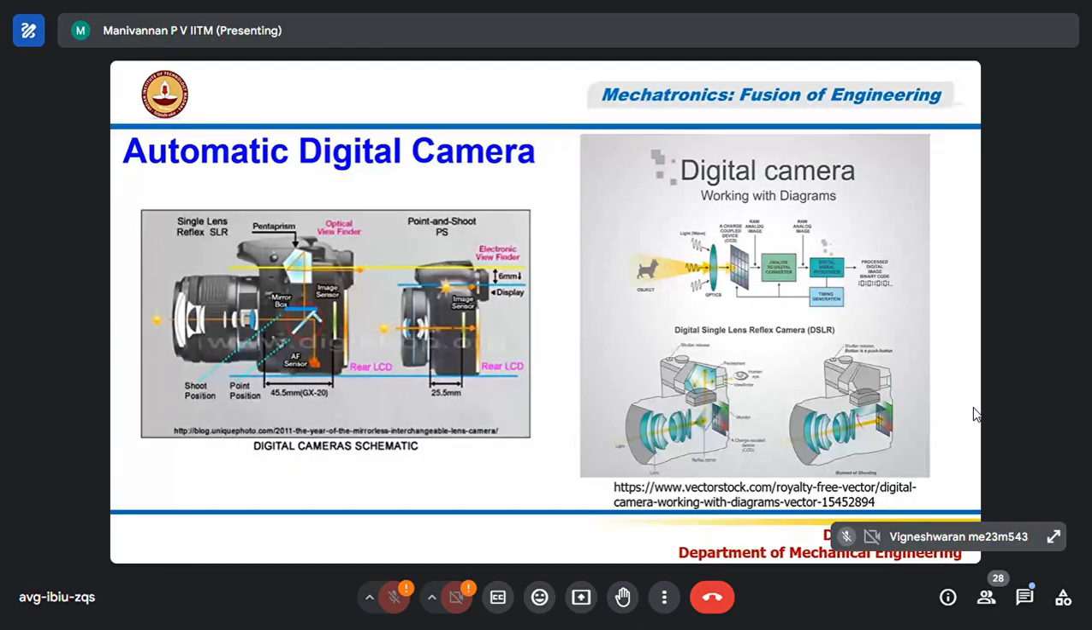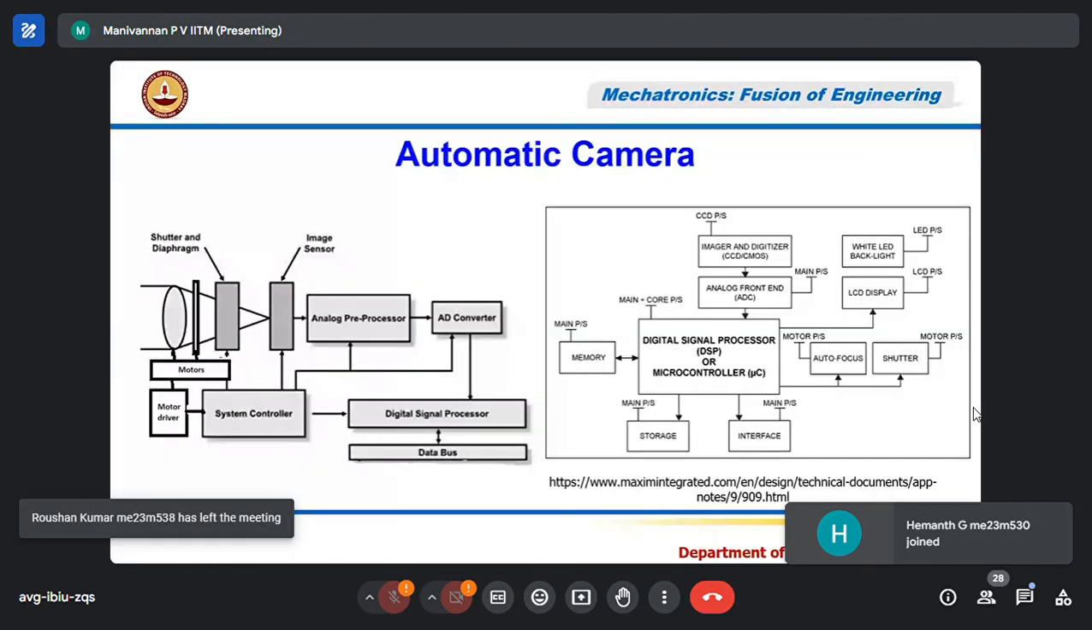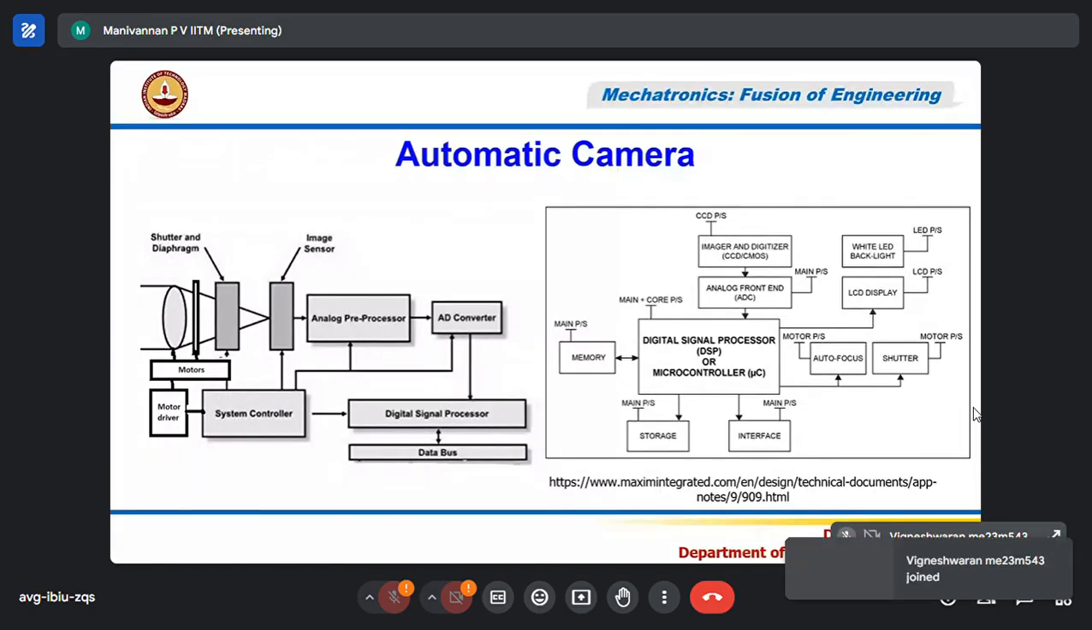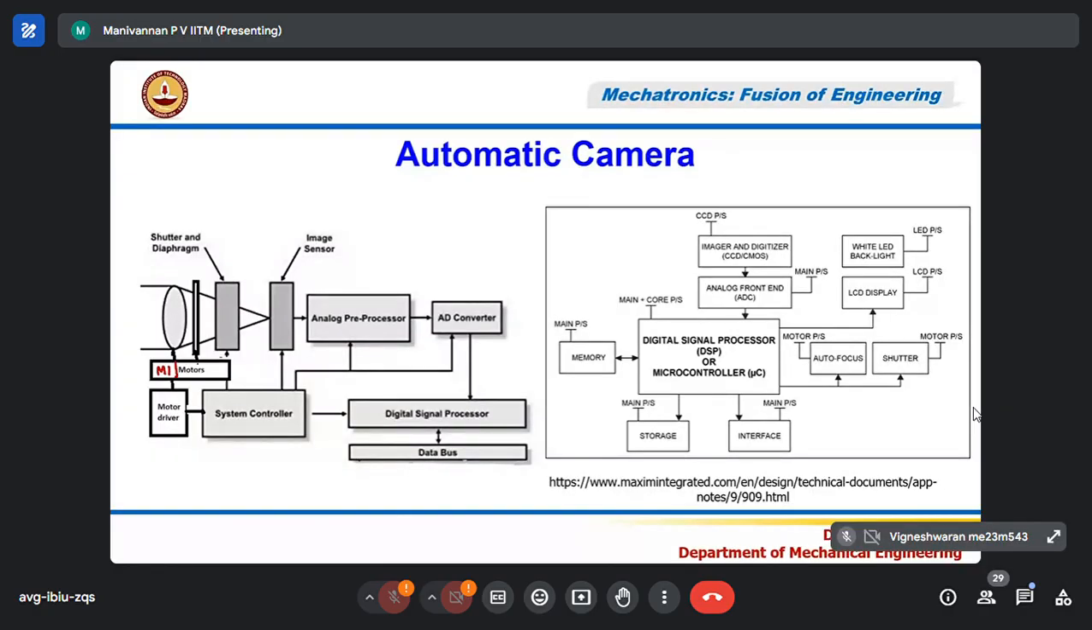So yesterday we talked about this digital SLR camera, and the next page also. What we are going to see now are examples for mechatronics. As I told you, there are 3 motors: M1, M2, M3.